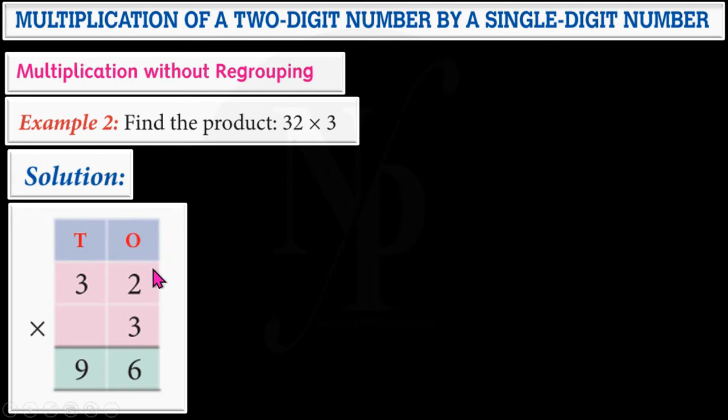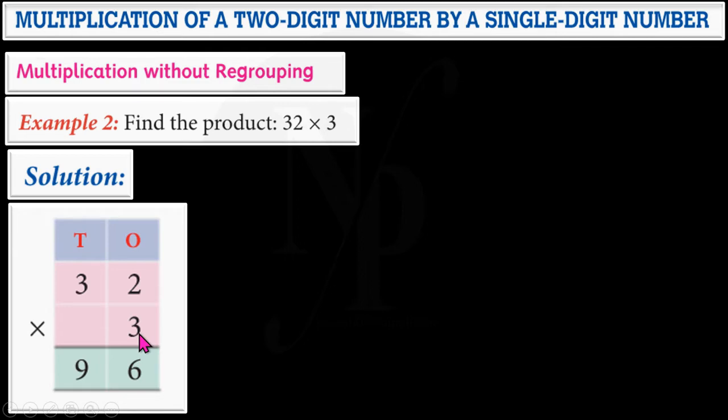As shown here, we will write down the numbers in the place values table. Here, as we know, O stands for ones place and T for tens place. And we write down the first number given in the question, 32, here. And in the second row, we will write down the other number 3 here with the cross or multiplication symbol.